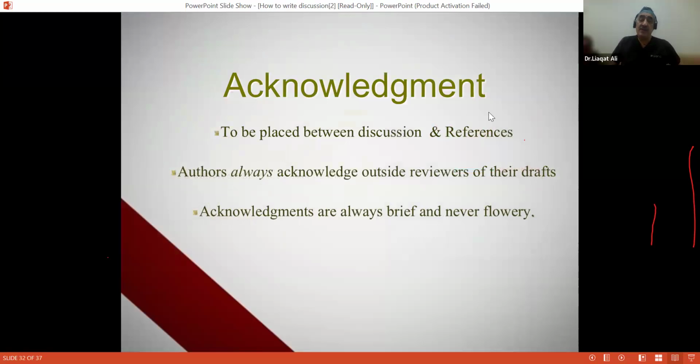Now, acknowledgement. Yes, they have to be placed between the discussion and the references. Authors always acknowledge outside reviewers for their drafts, but the acknowledgement should be brief. It should not be flowery. Next, please.